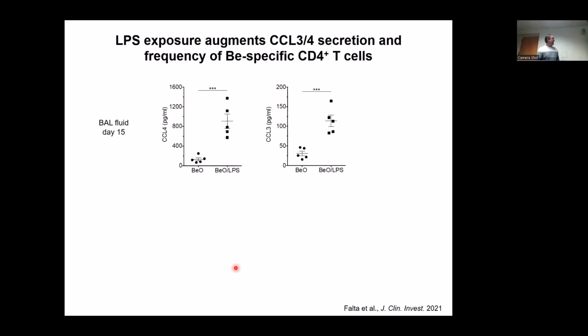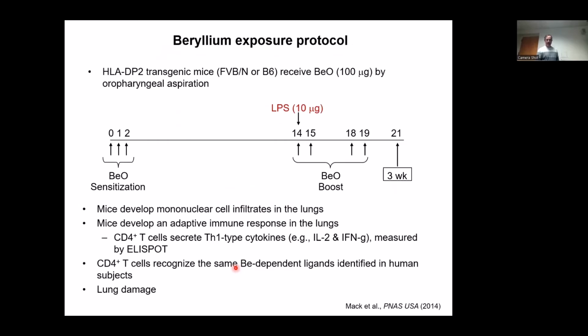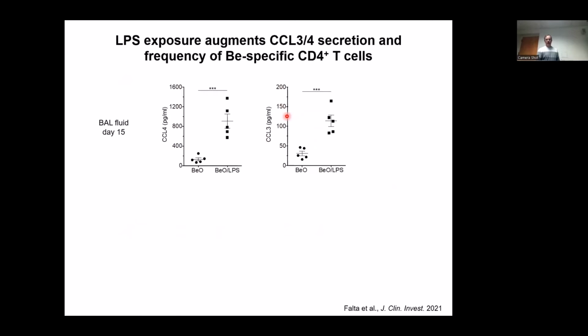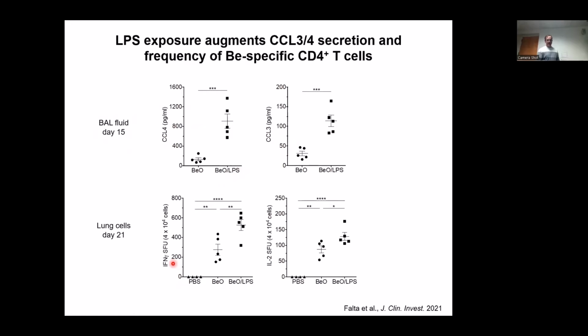So we added this LPS exposure because this is going to induce chemokine secretion. It's only a one-time exposure. And you can see that if you expose them at day 14 and you look at BAL fluid at day 15, you see a big increase in the amount of CCL4 and CCL3 that are secreted. And then by ELISpot, which is another way of looking at antigen-specific cells secreting interferon gamma and IL-2, you see a big increase in the number of antigen-specific cells relative to those mice that just received beryllium alone.